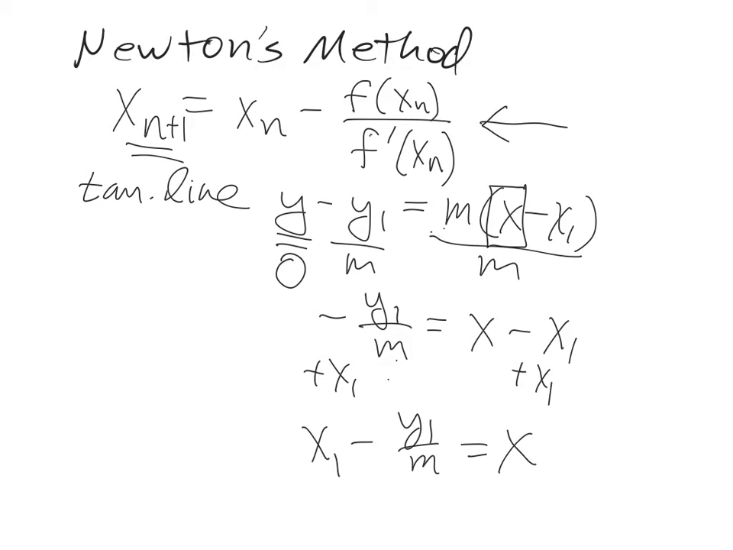Then, I mean, that's in more point form. That's the algebra form we look at. But x sub 1 is your x value. Y sub 1 is f of x sub 1. And your slope, m, would be what? F prime of x sub 1.